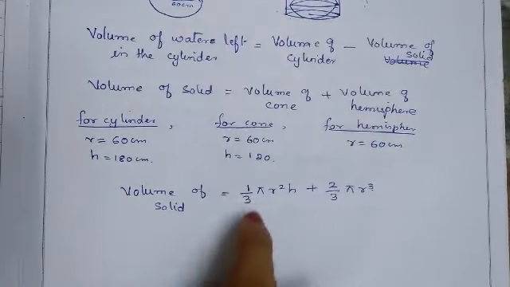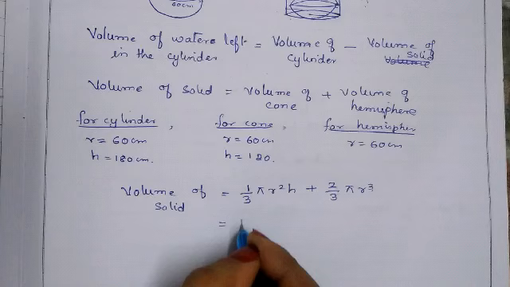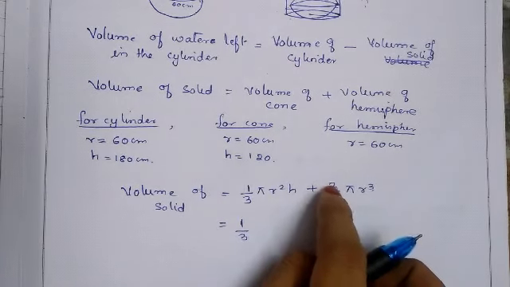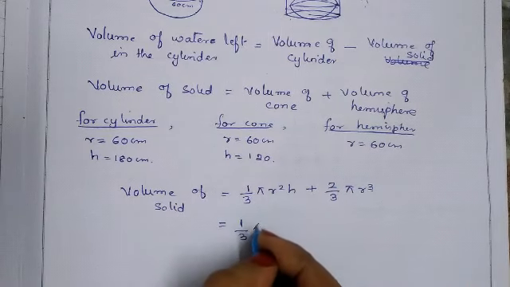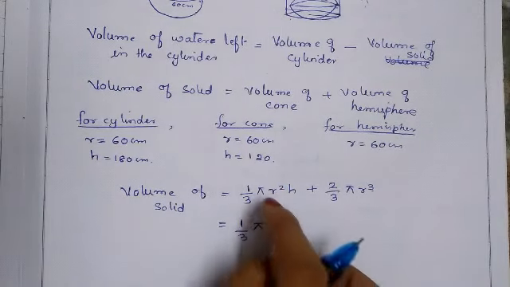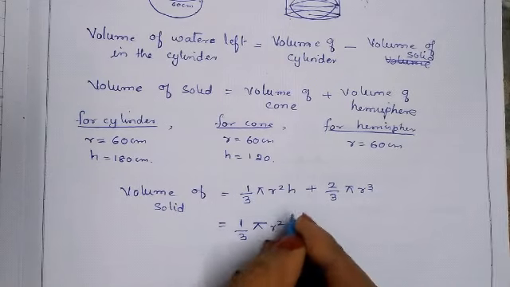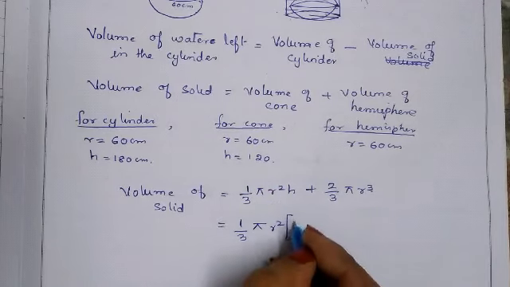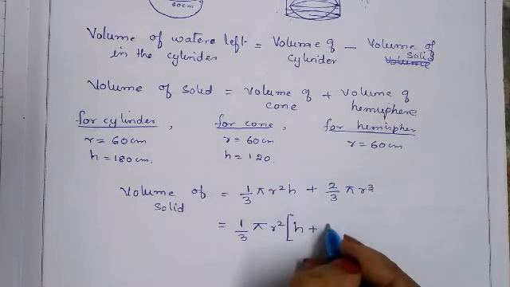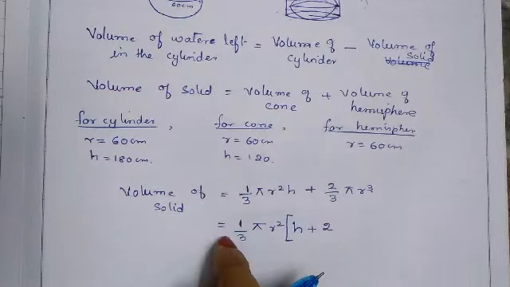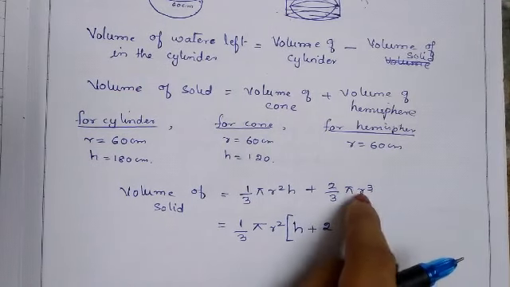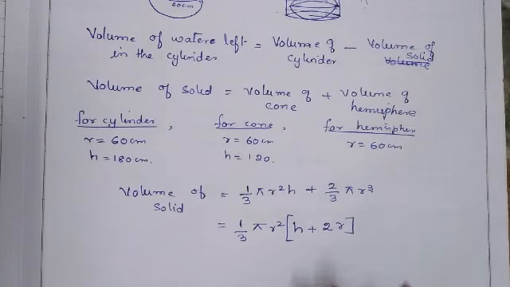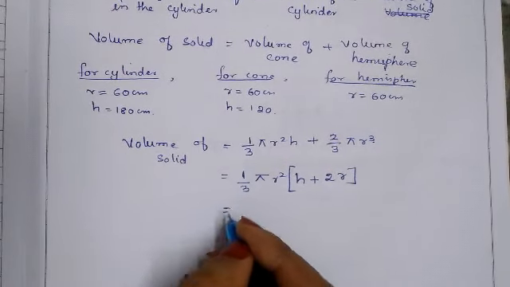So here 1 by 3 is common. Let me take that 1 by 3 outside. Here also 1 by 3 is there. Here also 1 by 3 is there. 2 will be as it is. So pi will be common. I have taken pi common. R square is common. So what is left? 1 by 3 common, pi common, r square common, h. And here 2 left, because 1 by 3 I have taken common. Pi also outside. From r cube, r square is common. 1 r left. Okay.